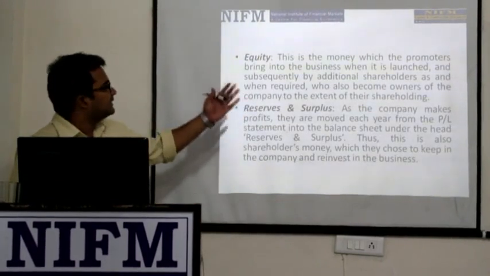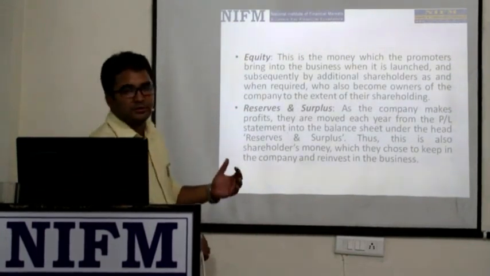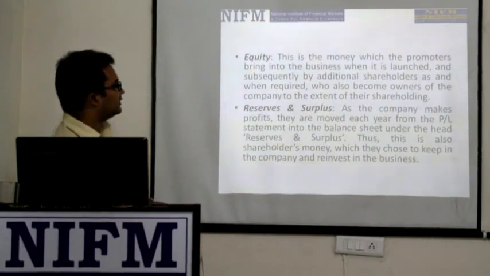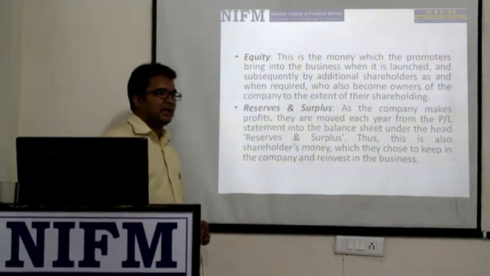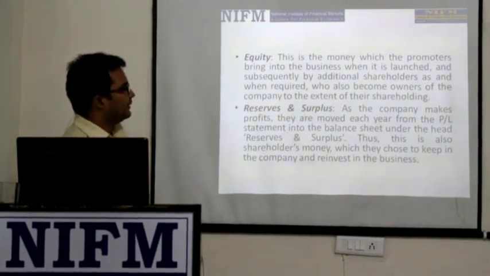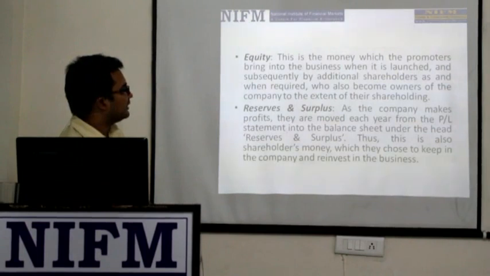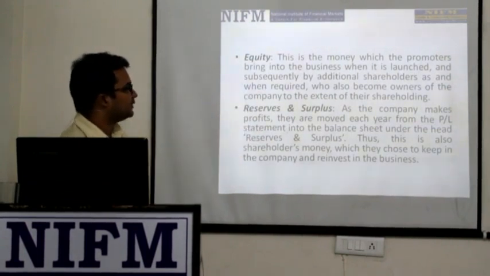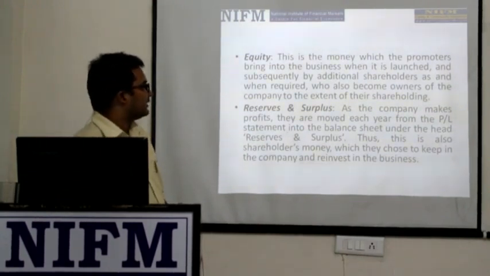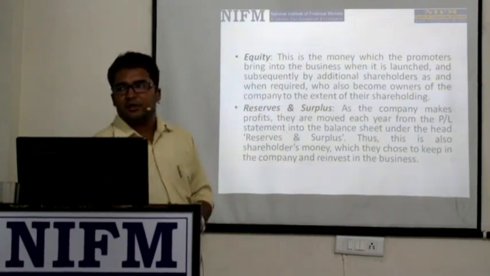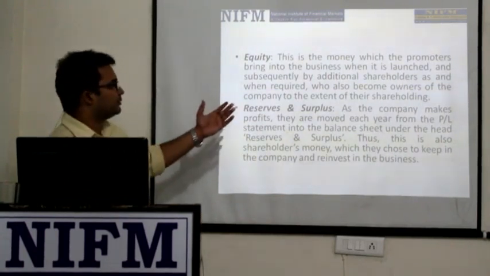So when I talk about the equity, this is the money which the promoter brings into the business. As I've said before, the promoter brings it in when the business is launched, and subsequently additional shareholders bring more as and when required. So equity is increased as and when required; when they bring much more money in the future, that is also equity. These additional shareholders also become owners of the company to the extent of their shareholding. For example, a promoter holding 20% of the equity will become a 20% owner of the company, so ownership is on a pro rata basis.